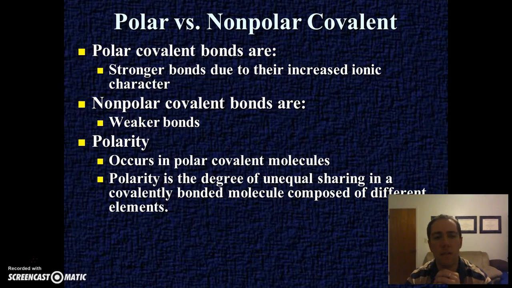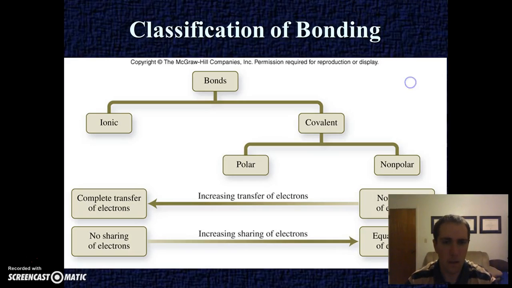What I mean by that is that when you have a molecule that has a polar covalent bond, the electrons spend more time in one area than another. And because the electron is negative, that creates an overall charge difference on one side of the molecule versus another.